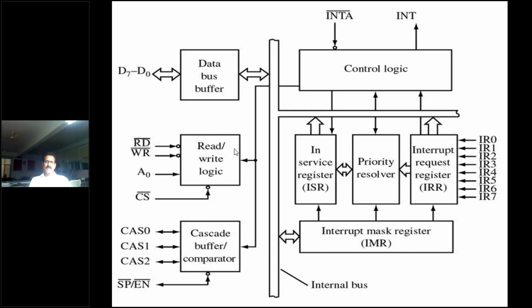Now the data bus buffer and the read/write logic are common for every device. The data bus buffer communicates with the 8086, and the read/write control logic works with the help of RD bar, WR bar, A0 and CS bar of the internal 8259.